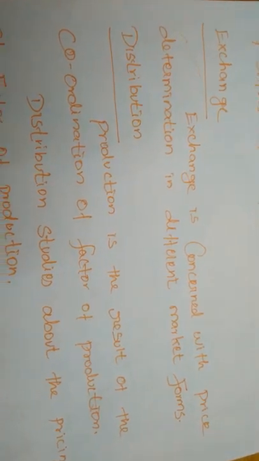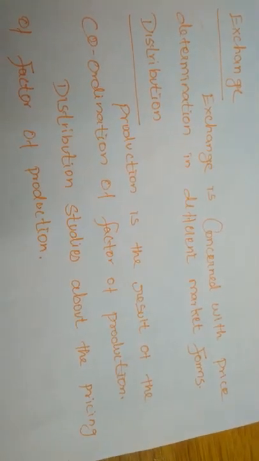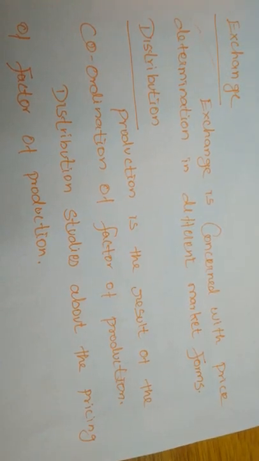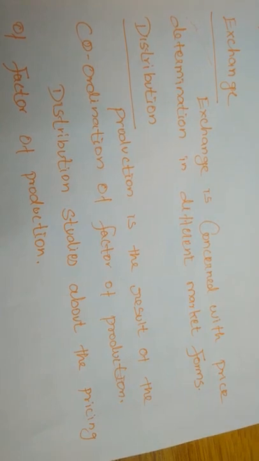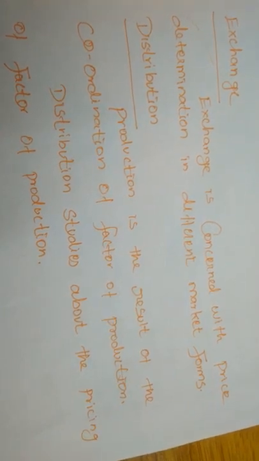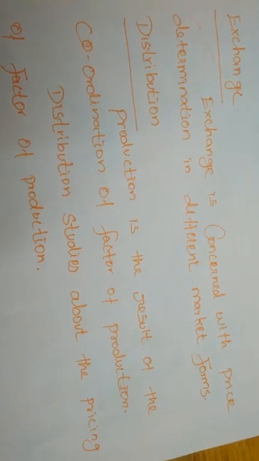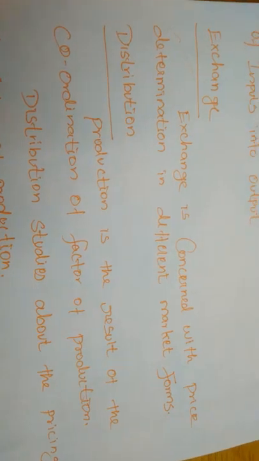On the basis of exchange, how much money is required to exchange the commodity from the place of the producer to the place of the consumers? If more money is required to exchange the goods from one place to another, the price will also be higher. Like that, the price is determined in the different market forms.